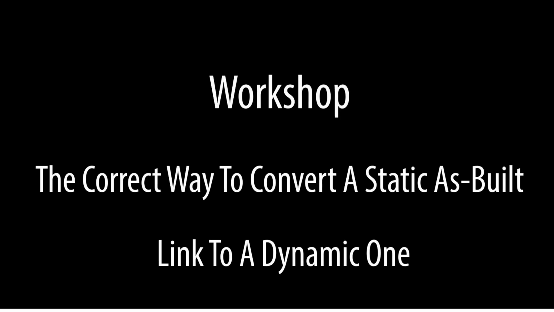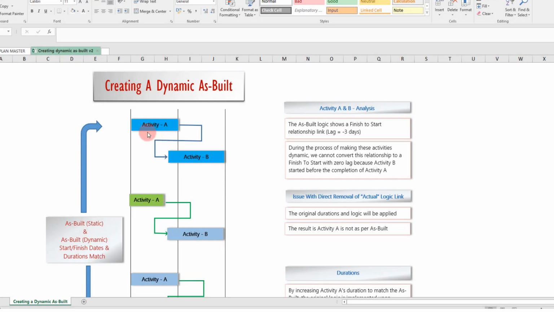Let's look at an example of how to correctly convert a static as-built link to a dynamic one. Let's consider two as-built activities, activity A and activity B. The as-built logic shows a finish to start relationship with a lag of -3 days. Now, during the process of making these activities dynamic, we cannot convert this relationship to a finish to start with 0 lag because activity B started before the completion of activity A.